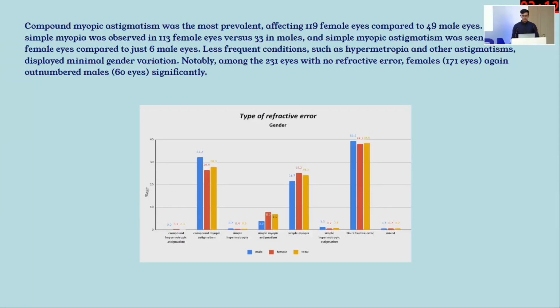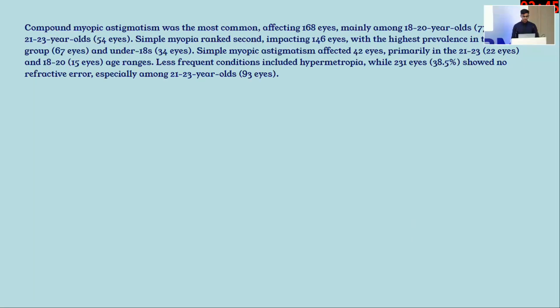Compound myopic astigmatism was the most prevalent condition, affecting 119 female eyes compared to 49 male eyes. Similarly, simple myopia was observed in 113 female eyes versus 33 in males, and simple myopic astigmatism was seen in 36 female eyes compared to just 6 male eyes. Less frequent conditions such as hypermetropia and other astigmatisms displayed minimal gender variation. Notably, among the 231 eyes with no refractive error, females again outnumbered the males significantly.